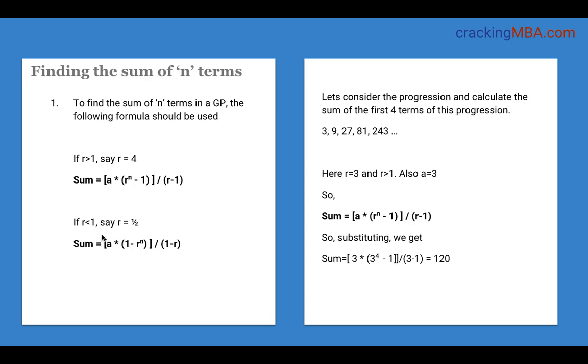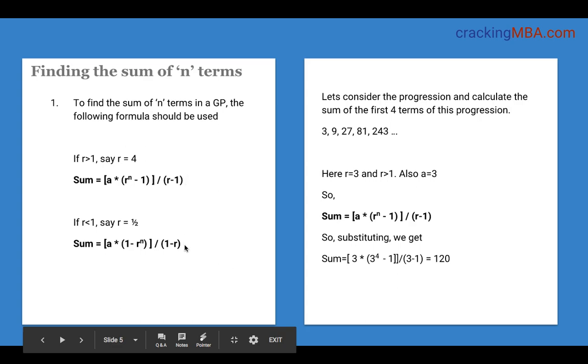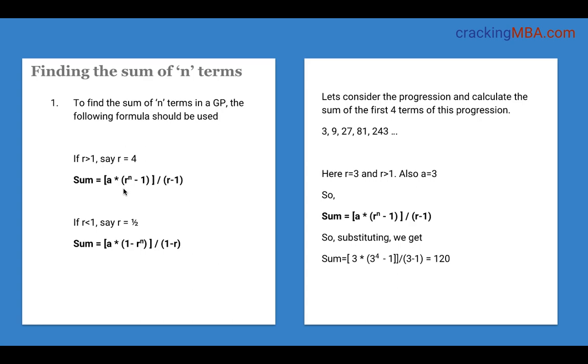If r is less than 1, for example r is equal to half, we get the sum as a into 1 minus r power n by 1 minus r. So it is basically the same formula, but you'll observe that the difference is the positioning of r power n and r has changed in both of them.